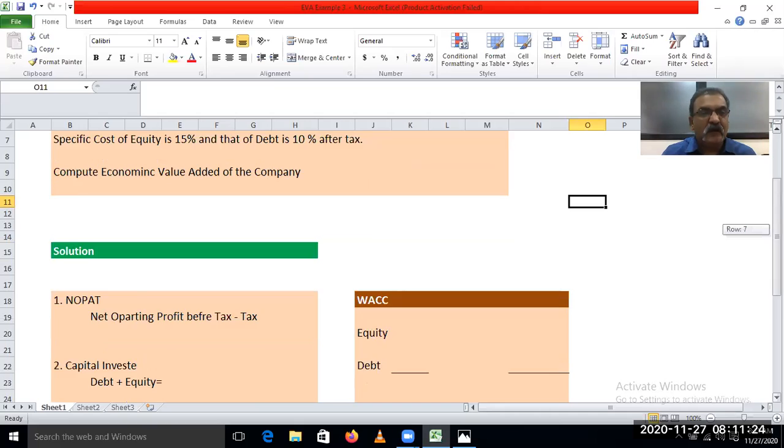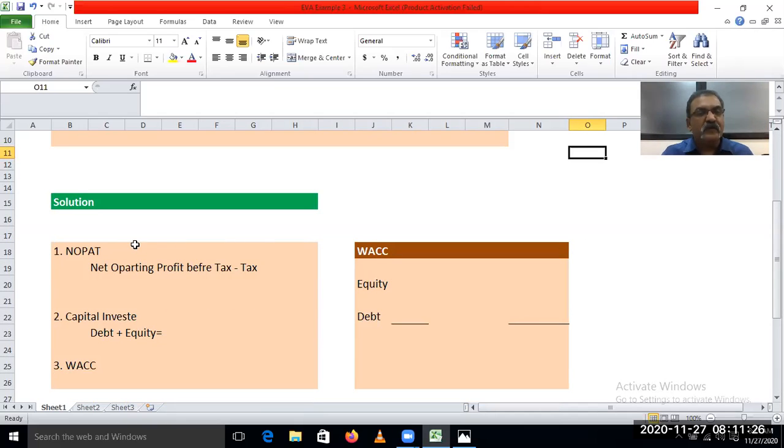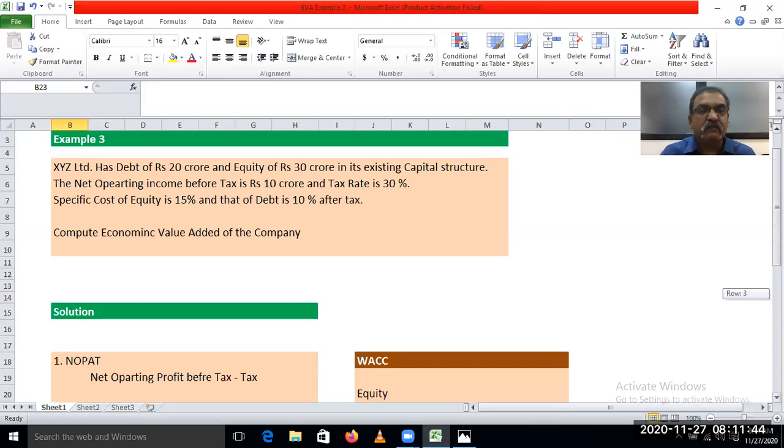Check out our first table, 3 components: net operating profit after tax, that is NOPAT, second capital invested, and thirdly weighted average cost of capital. So these 3 components we require. Check out what information is available to us. First, NOPAT, that is net operating profit after tax. What is given to us? The net operating income before tax is given, rupees 10 crore, and tax rate is 30%.